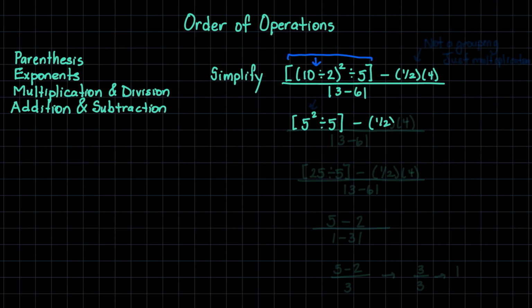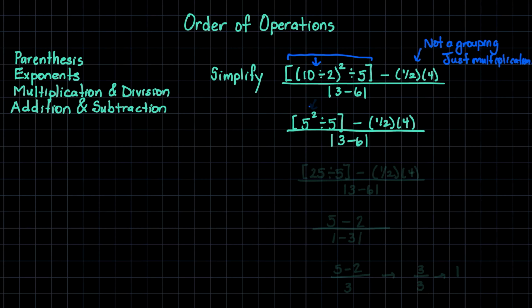minus 1/2 times 4. I'm going to stress again, this is not a grouping. This is multiplication. Two numbers next to each other and the numbers are in parentheses is just multiplication, not a grouping. A grouping means there are operations inside the grouping. All over absolute value of 3 minus 6.